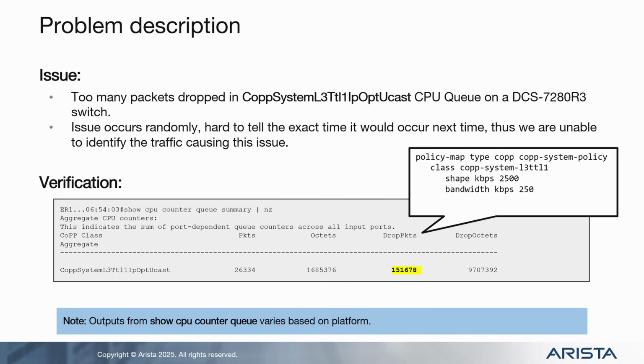Now, please keep in mind that the output of the show cpu counters queue summary varies between platforms. Now, our goal is to identify what the traffic is that's causing these drops. Once we have identified the originator of the traffic, we can trace the issue back to the source.